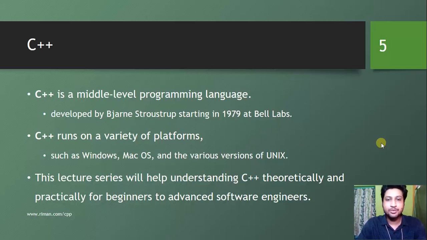That means hardware level programming can also be done in C++, as well as some high-level programming skills can also be used in C++. It was developed in 1979 at Bell Labs. C++ can run on various platforms like Windows, Mac, and any other operating system like Linux, Unix as well. So this lecture will be helpful for understanding C++ theoretically and practically for beginners to the advanced software engineers as well.